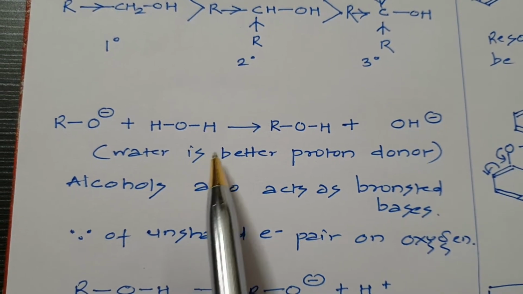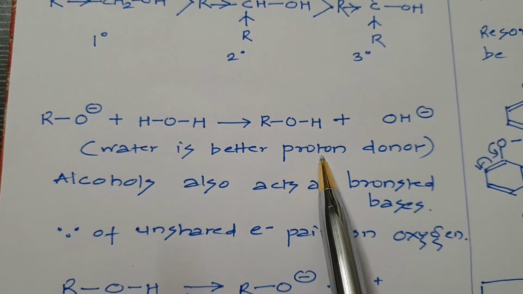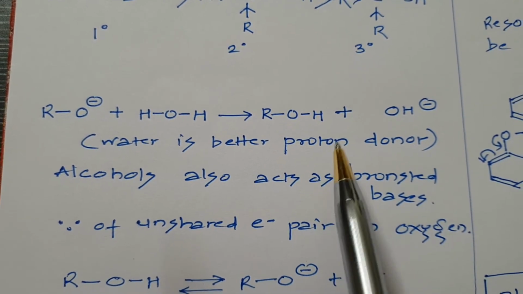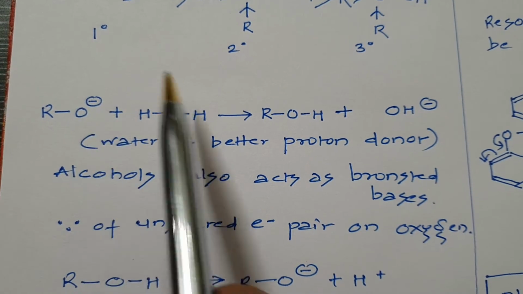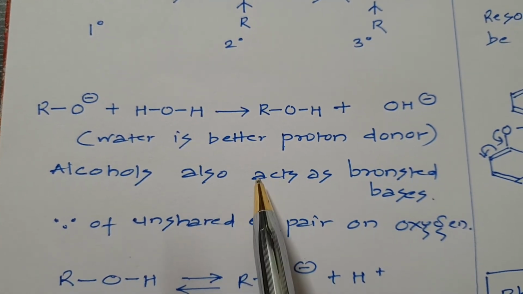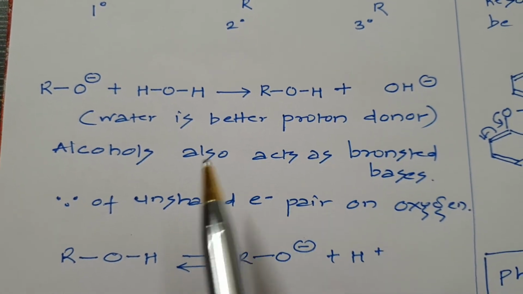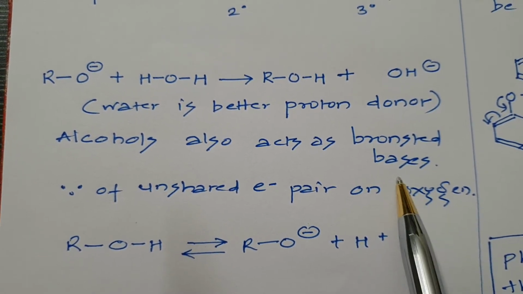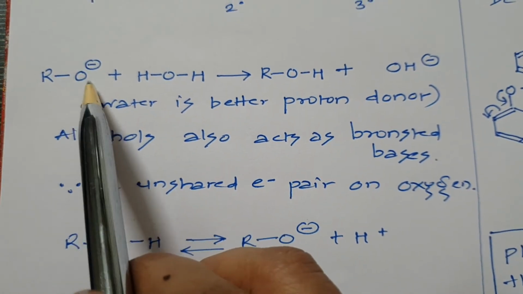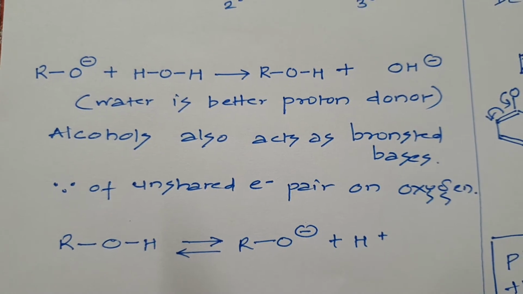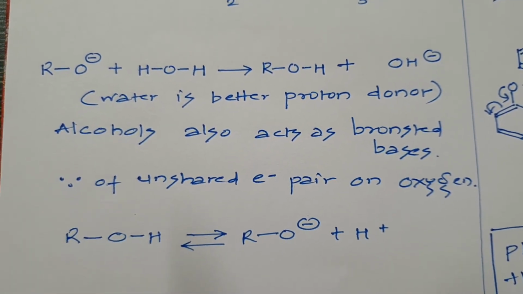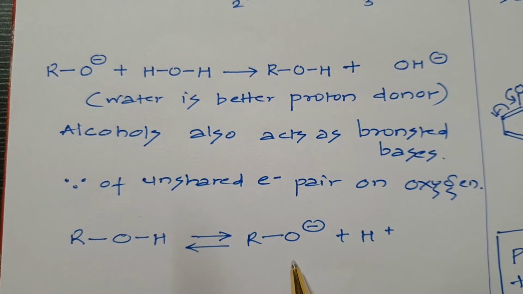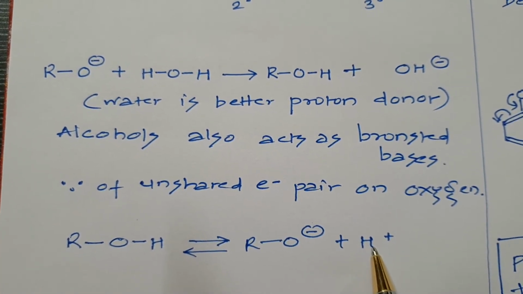Continuing with this, when we react alcohol with water, it is found that water is a better proton donor, because when we say that something shows a good acidic character, it should donate a proton, that is, give out a hydrogen ion. But when we compare the two, water is a better proton donor and thus alcohol acts as a Bronsted base. This nature of alcohol is because of the unshared pair of electrons present on oxygen. In general, when we talk about the acidic nature of alcohol, we write it as alcohol forming an alkoxide ion with the liberation of a hydrogen ion.